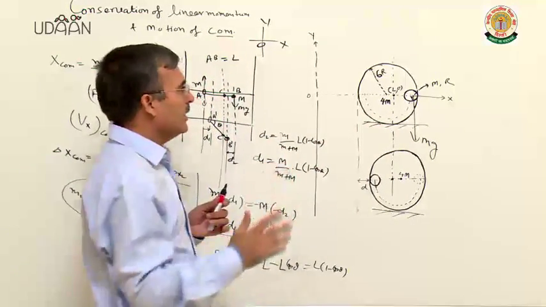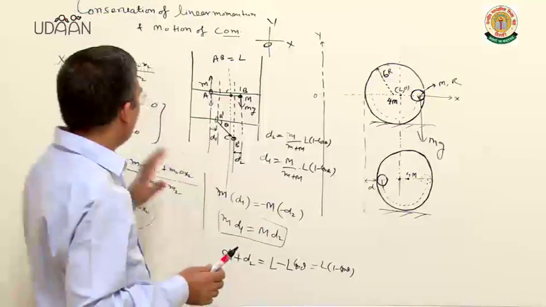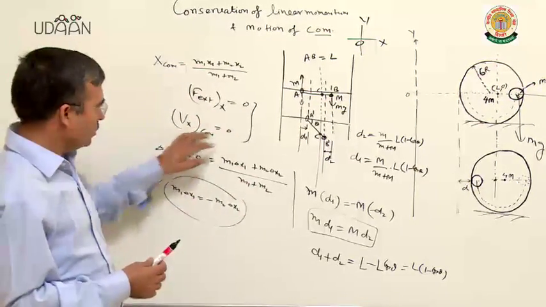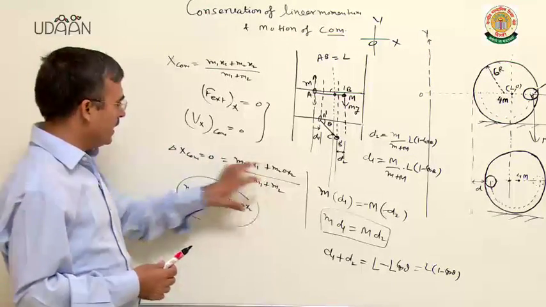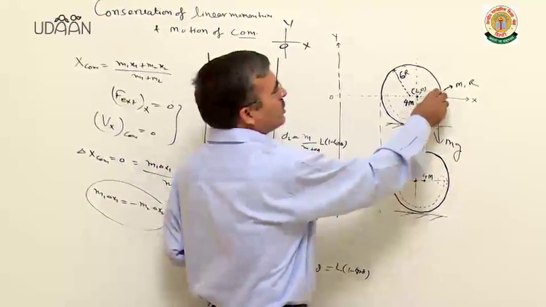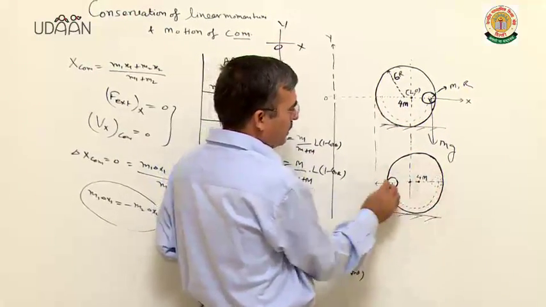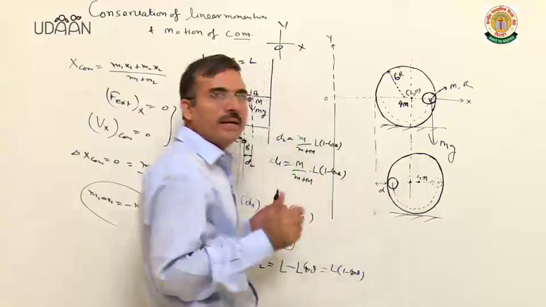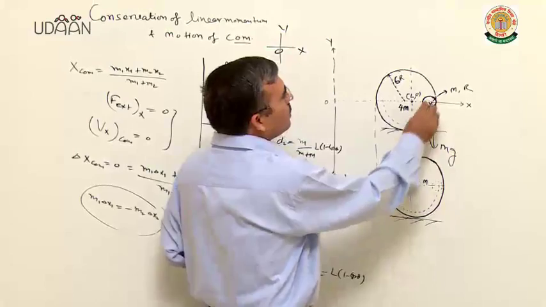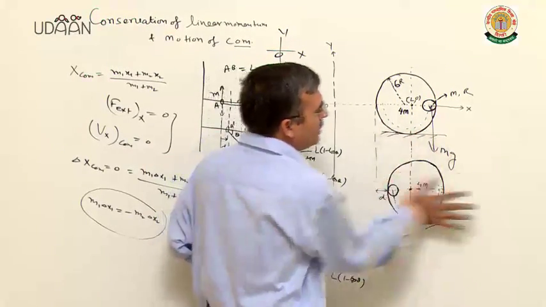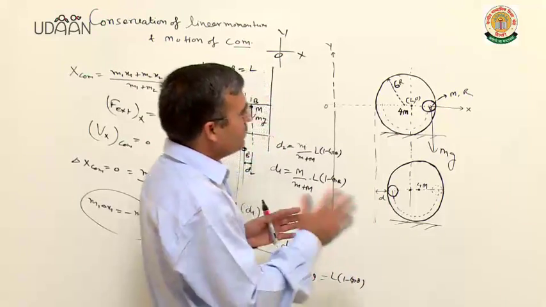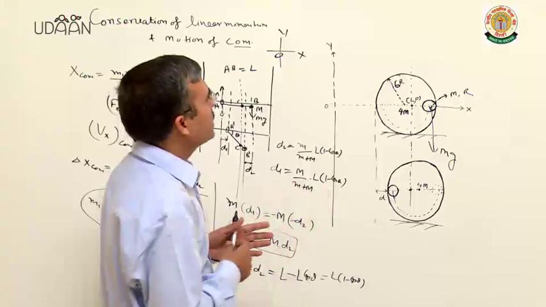Clearly, in this case, in the horizontal direction, the x direction, there is no force. So when there is no force in the x direction, the velocity of the center of mass in the x direction is 0. It means the center of mass will not change in the x direction. The same concept I am going to apply in this situation also. When this sphere comes to that side, it will rise up to the same height because of conservation of mechanical energy. Clear? Okay. When this small sphere comes to that position, the bigger sphere shifts in the x direction. I want to find out how much distance the bigger sphere shifts in the x direction.